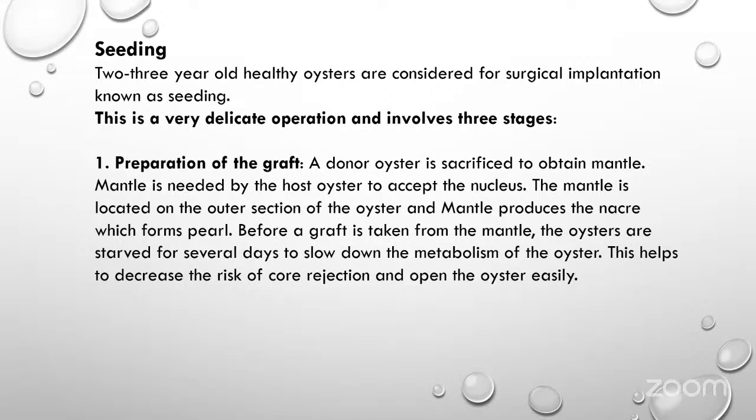Mantle is needed by the host oyster to accept the nucleus. The mantle is located on the outer section of the oyster, and the mantle produces the nacre which forms pearl. Before a graft is taken from the mantle, the oysters are starved for several days to slow down the metabolism of the oyster. This helps to decrease the risk of core rejection and to open the oyster easily.